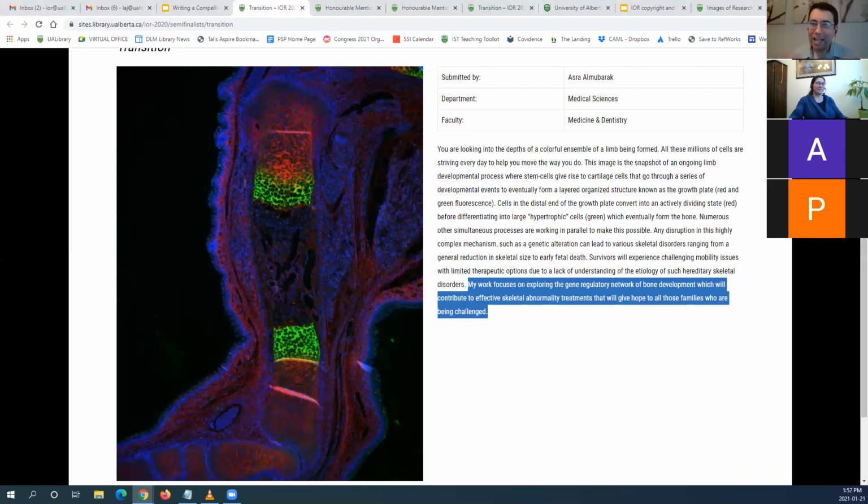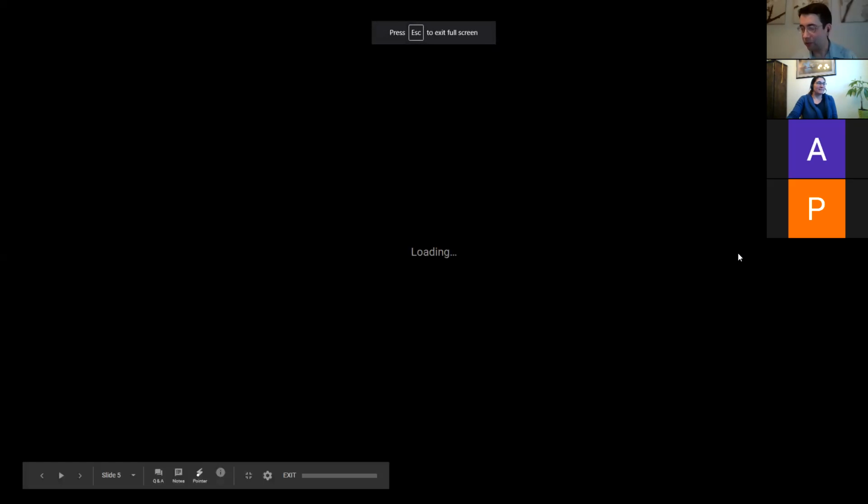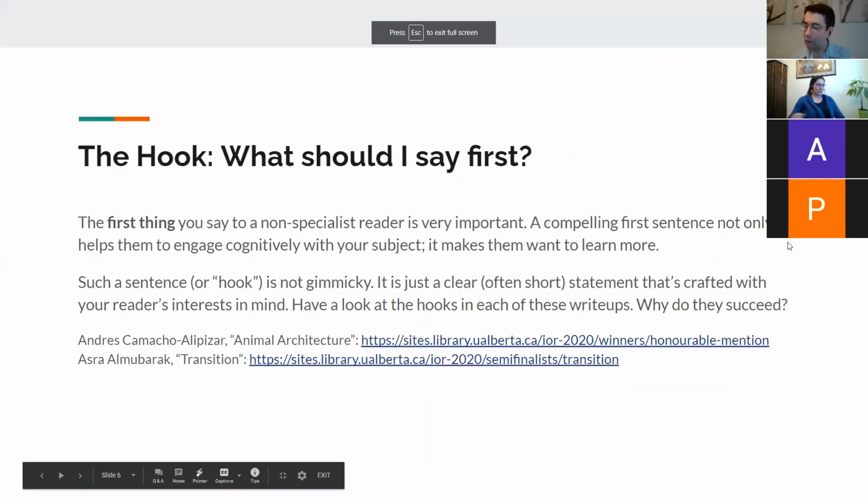So a couple of things, folks, just as you're reading these exemplars, think about the different strategies you can have, both in terms of what you choose and how you organize the material. Given that we have 5 minutes left, I'm going to spend just a couple of minutes on the next point, which is the hook. What's the first thing that you should say?